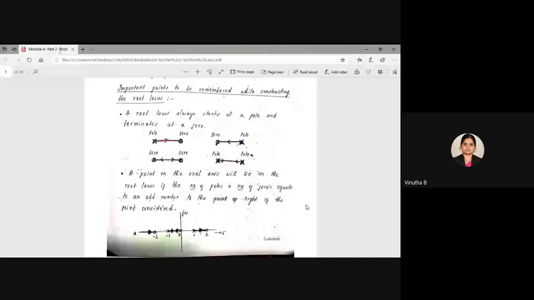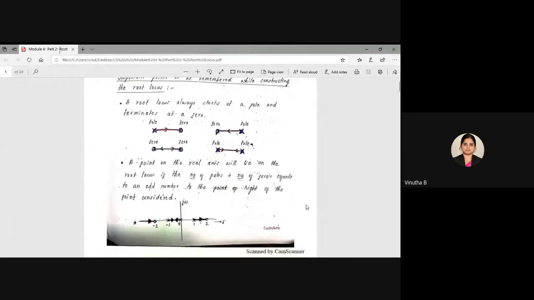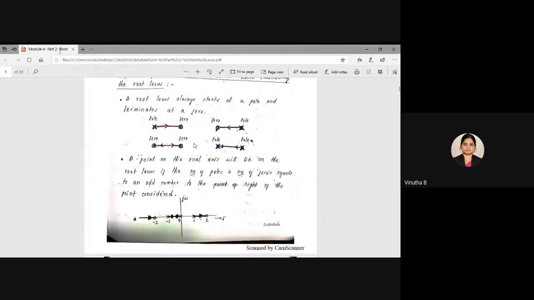So just see this. A root locus always starts at a pole and terminates at a zero. I've written four different cases here. If there is a pole and a zero, you can see the direction of the arrow is moving away from the pole and is going to end at the zero. Similarly here, even if you have a zero first and a pole next, still the direction of the movement will be from pole towards zero. Then you have two zeros which are adjacent to each other.